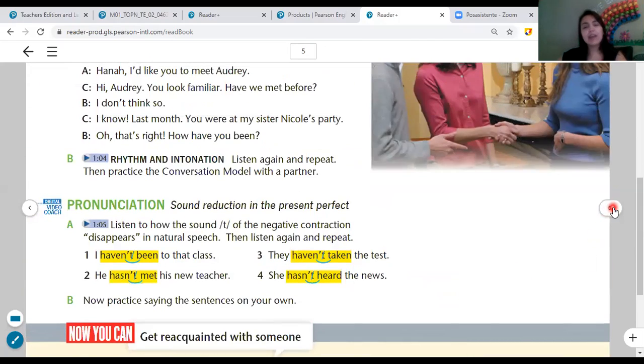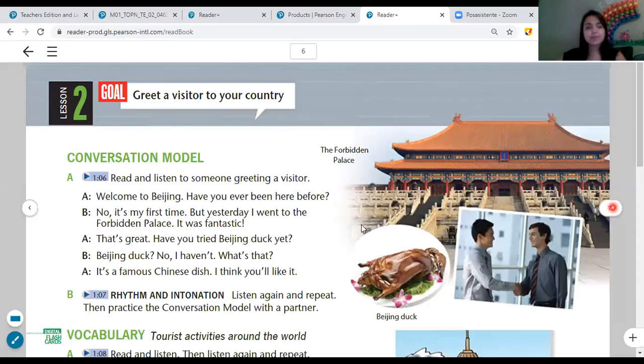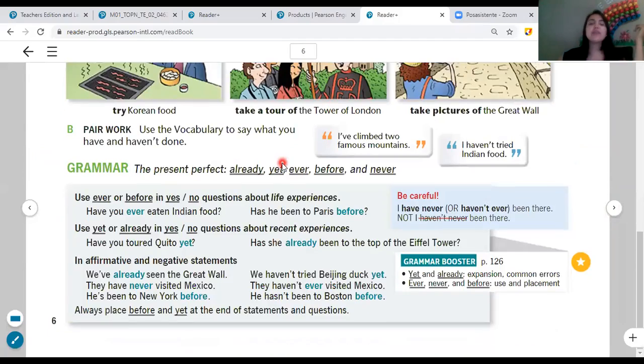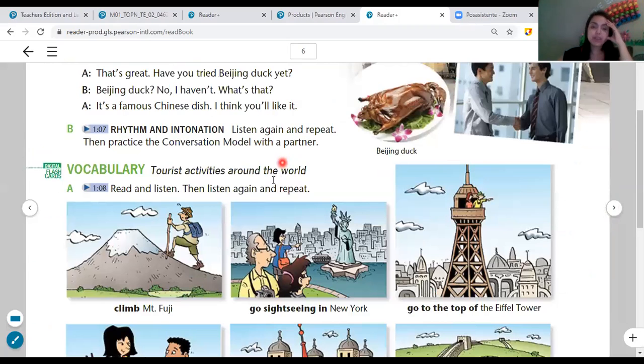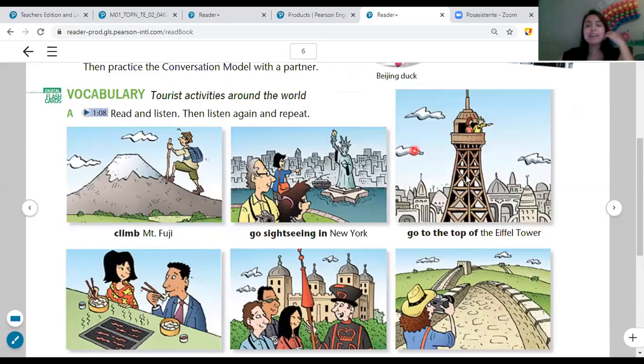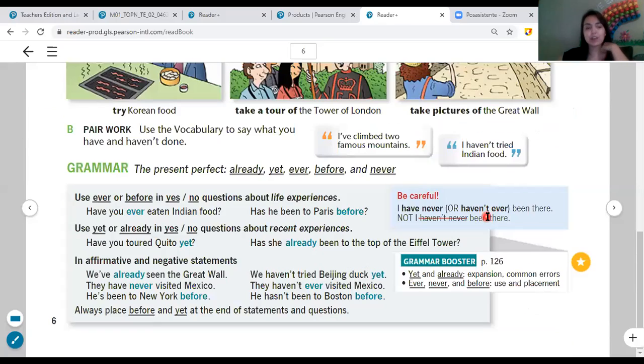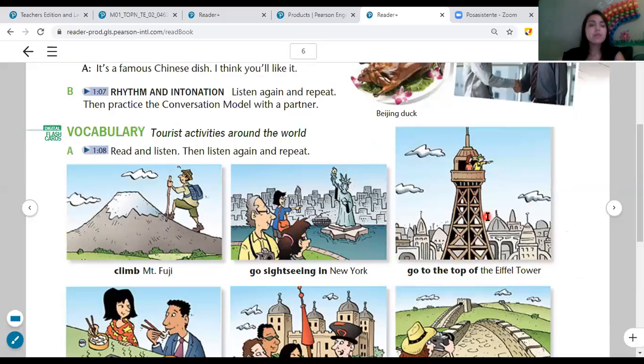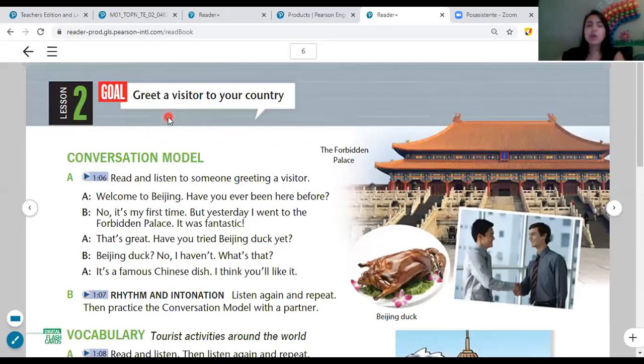And we're going to leave it there and go to the next page. Greet a visitor to your country. Conversation models, okay? So here we have a small conversation. Then we are going to have a little vocabulary and then some new grammar. So we are going to talk, greet a visitor to your country.